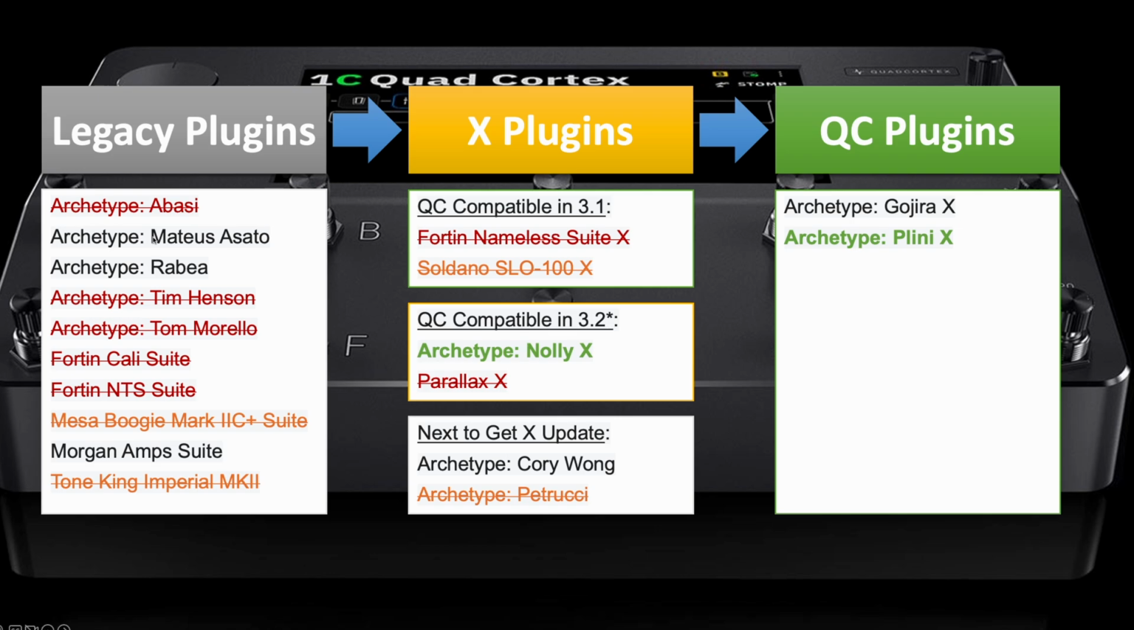The Mateus Asato I like quite a bit. It's got two overdrives. It's got three very usable amps. If you swap this one with the Cory Wong and you made the Mateus Asato the next up to get an X update, I probably would go for that. But let me know what you think in the comments below.